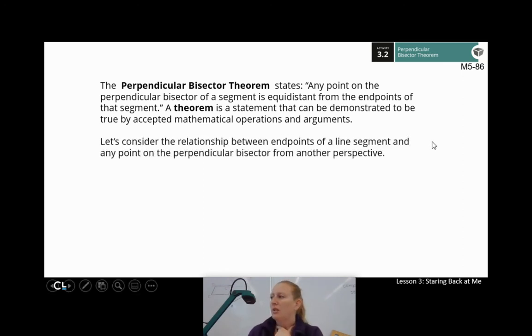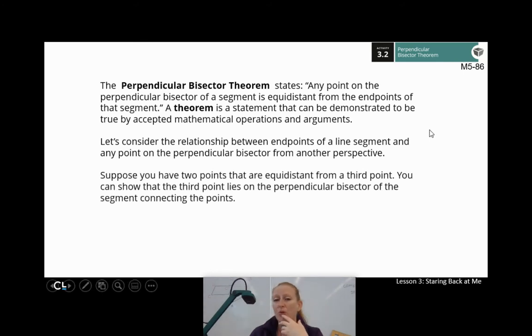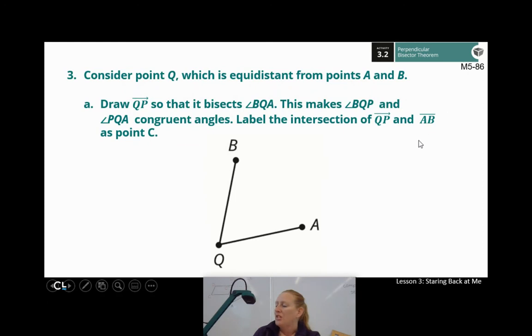So let's consider the relationship between the endpoints of a line segment and any point on the perpendicular bisector from another perspective. Suppose you have 2 points that are equidistant from a third point. You can show that the third point lies on the perpendicular bisector connecting the segments. I'll show you what I mean. If you come over here to page 86, here I have point Q, and it's equidistant from A and from B. The distance from Q to A is the same as the distance from Q to B.